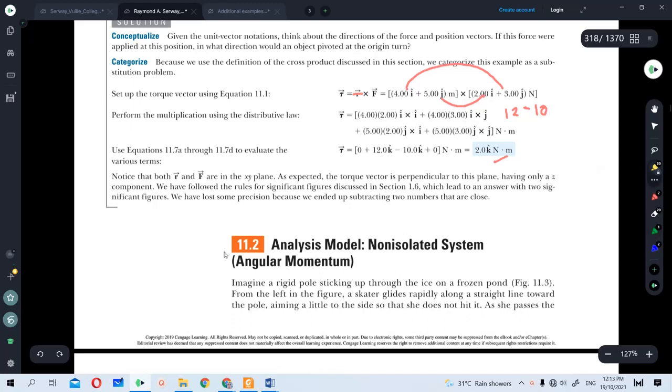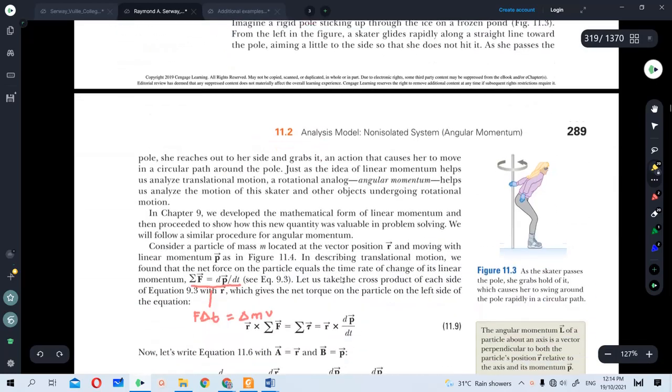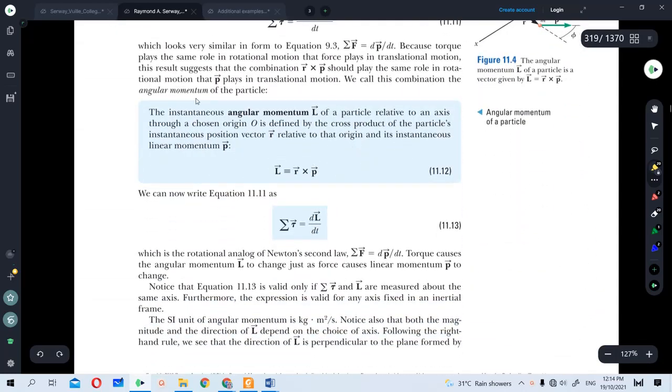Right, let's turn to subtopic 11.2, non-isolated system, where we will go to the core idea of the topic itself, which is angular momentum. In terms of the calculation, you will find that it involves a product of r cross product with the momentum. So this is how to measure or calculate the angular momentum. This is the equation that we are going to use.